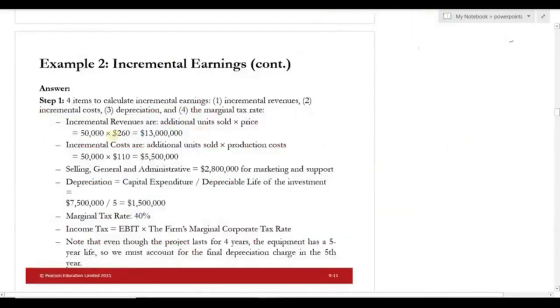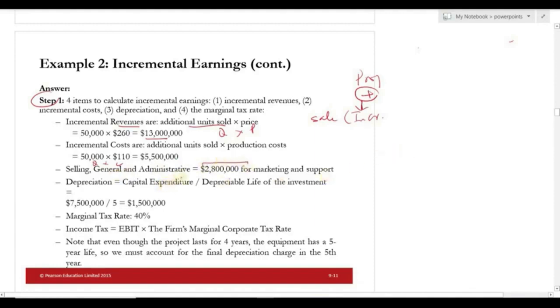Okay, this is the calculation part. Step 1, 4 items to calculate. Number 1, incremental revenue. Remember, we will not call it sales, we will call it incremental revenue, meaning how much this project is adding to the company, right? That is 13 million. I just calculated P into Q, right? And then cost is Q into C. And selling and administrative expenses, they have given only rental expenses, right? So that is 2.8 million.